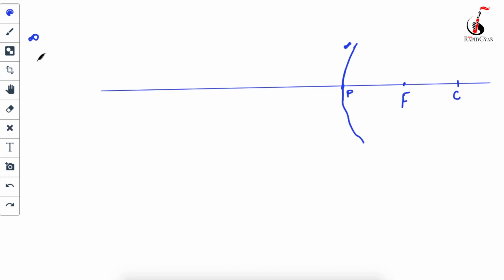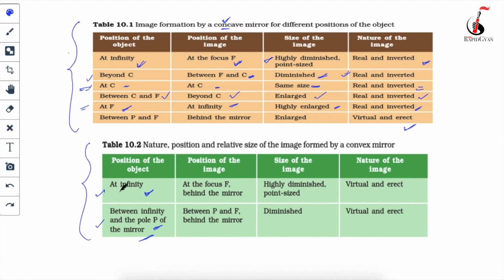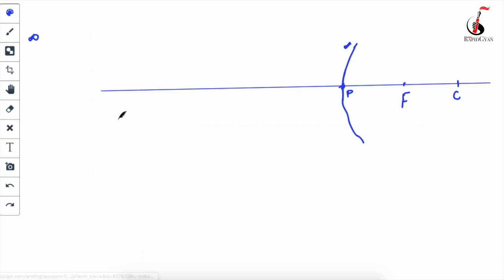So the next position will be between infinity and P, the pole of the mirror. So these are the only two cases over here: at infinity, and between infinity and the pole of the mirror. We are going to study these two cases. Let's start with the first case, when your object is somewhere at infinity.